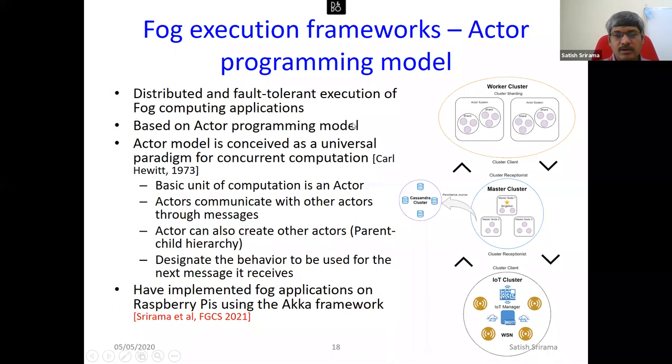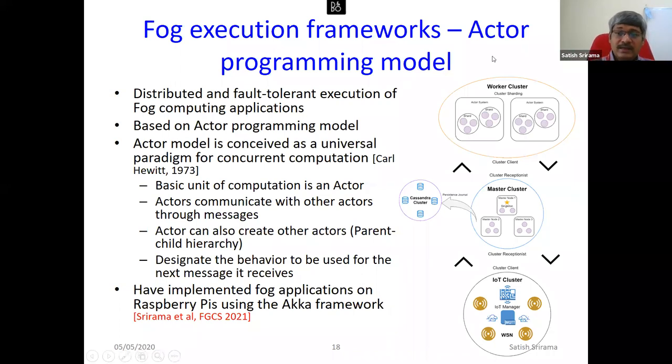This is based on the actor programming model. It was originally conceived as a universal paradigm for concurrent computation. People are slowly forgetting the basics actually. So the actor programming model is an excellent model for that. The basic unit of computation is the individual actor, who can do the processing of a particular task. These actors, the only thing they know is that they can do certain processing. If they want to talk with any other actor, the only means is to communicate a message to another actor. And that actor knows, when it receives a message, what processing it has to do. Actors can also create child actors, creating parent-child relations, and if the parent is killed, all the children will be killed. So conceptually, it is a very good one.